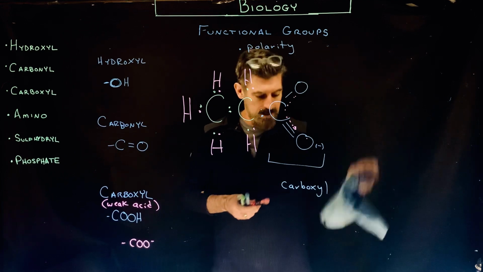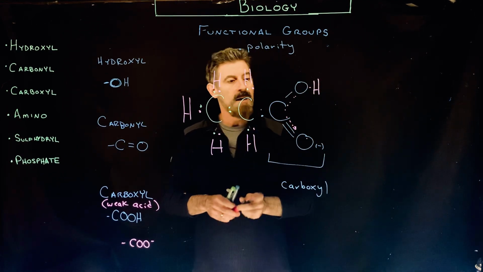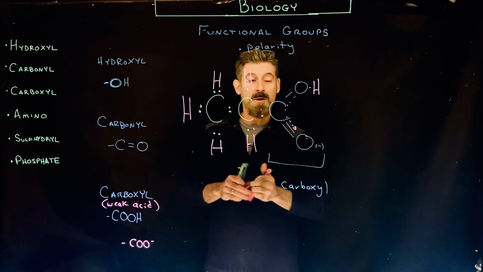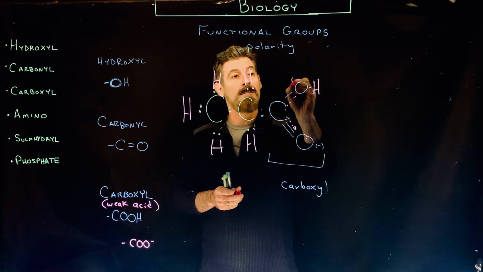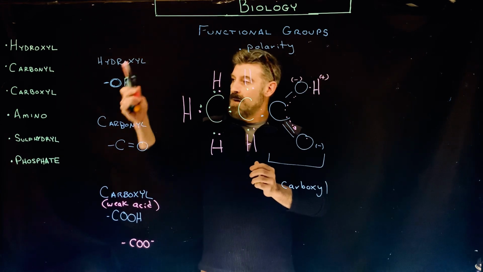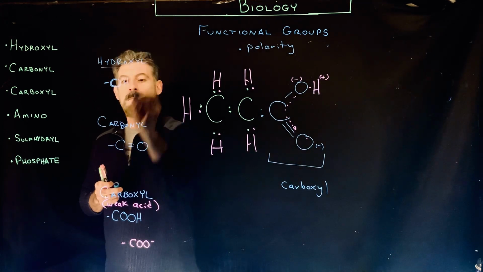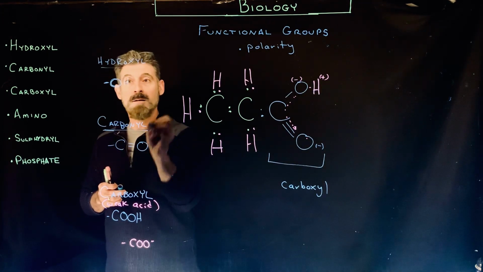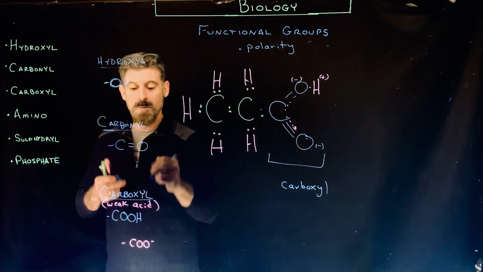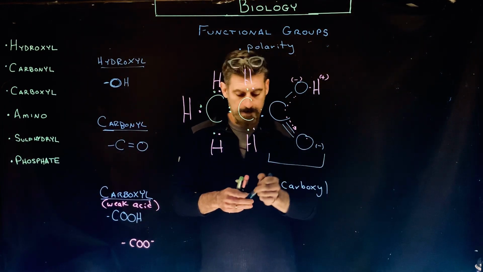So generally, again, I would say don't draw it in the ionized form. For me, just leave it in this non-ionized form. But know that it would be polar, and that it could ionize. So now we're going to move on. We have hydroxyl, carbonyl, and then together they're kind of forming a carboxyl group, which is this guy.